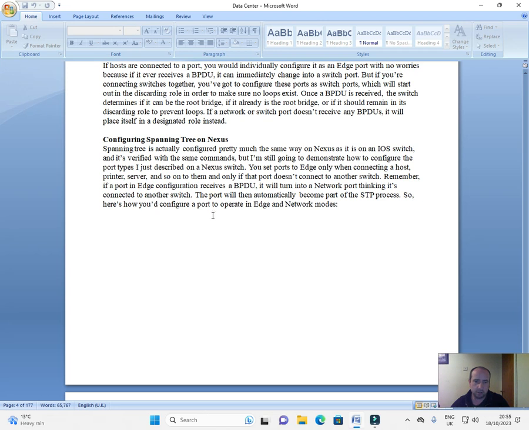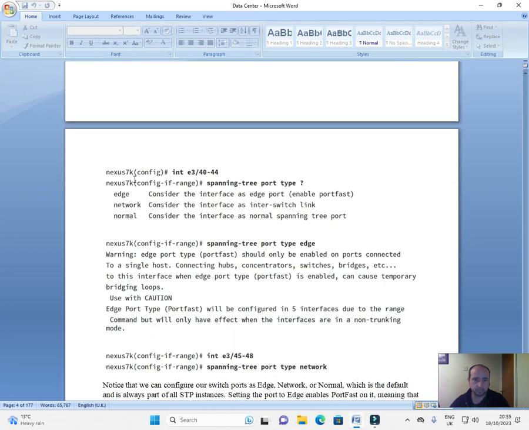So here's how you'd configure a port to operate in edge and network modes. Nexus 7K: interface Ethernet 3/44, Nexus 7K(config-if-range)# spanning-tree port type edge. Consider the interface as an edge port. Enable PortFast network. Consider the interface as an inter-switch link, normal.